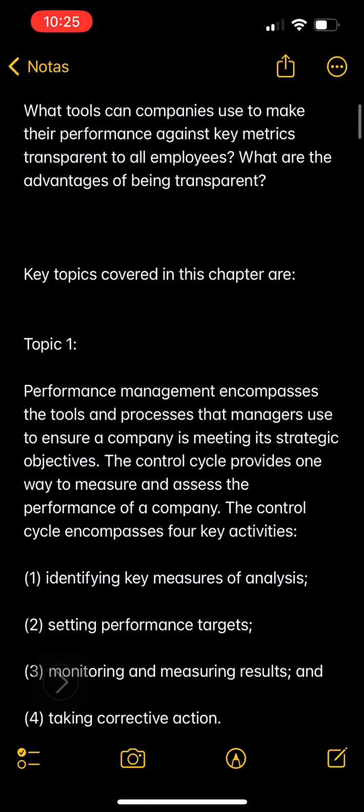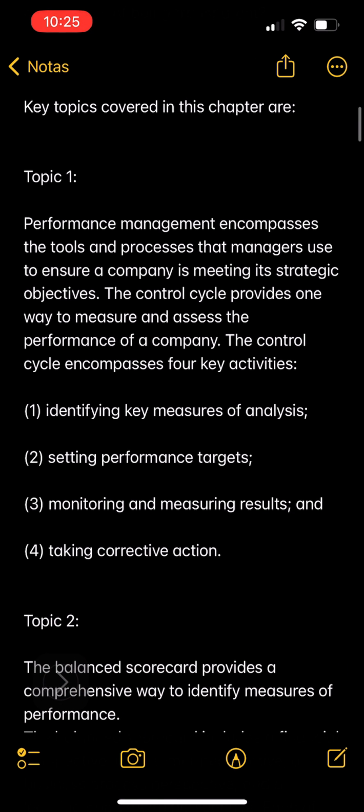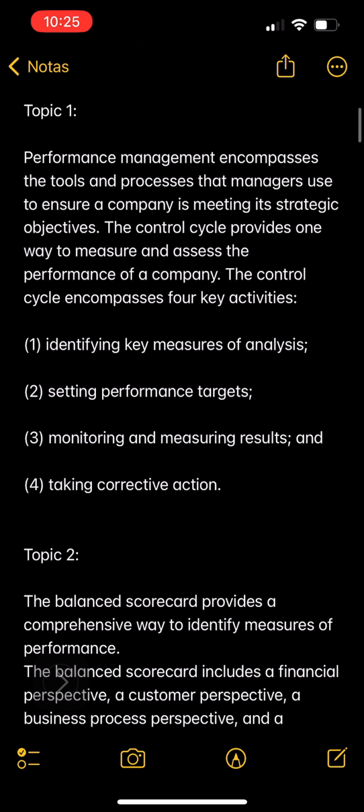Key topics covered in this chapter are: Topic 1. Performance management encompasses the tools and processes that managers use to ensure a company is meeting its strategic objectives. The control cycle provides one way to measure and assess the performance of a company. The control cycle encompasses 4 key activities. 1. Identifying key measures of analysis. 2. Setting performance targets. 3. Monitoring and measuring results. And 4. Taking corrective action.